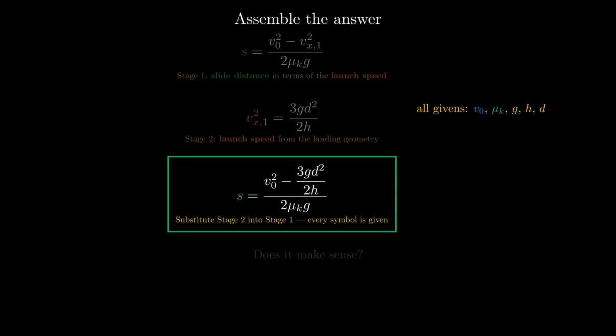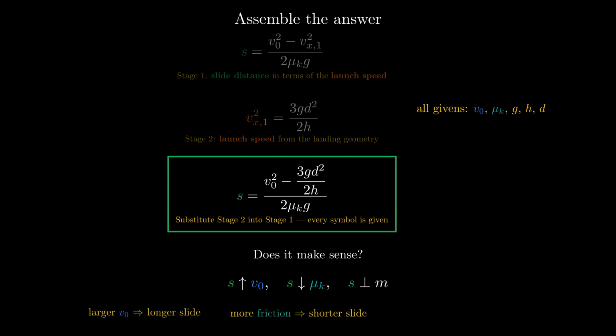And notice the answer makes physical sense. A larger starting speed means a longer slide. More friction, a bigger mu sub k, means a shorter slide. And the mass has completely cancelled out. On the same floor, a heavy block and a light block slide exactly the same distance.